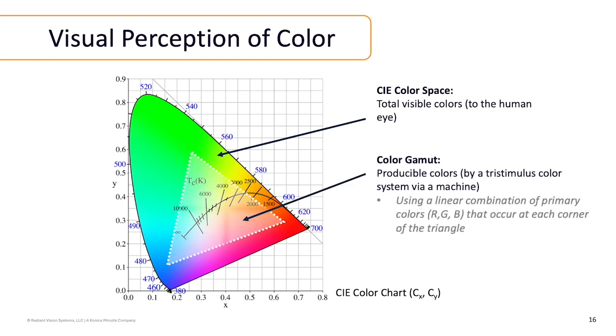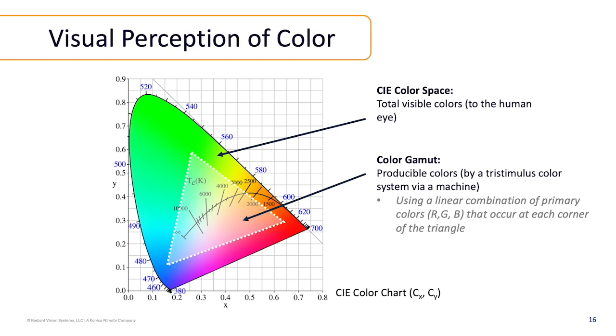Producible colors are within the triangle limit, known as a color gamut, and the points of the triangle meet at a pure color apex, which consists of three primary colors. All other colors within it are a blend of these colors.